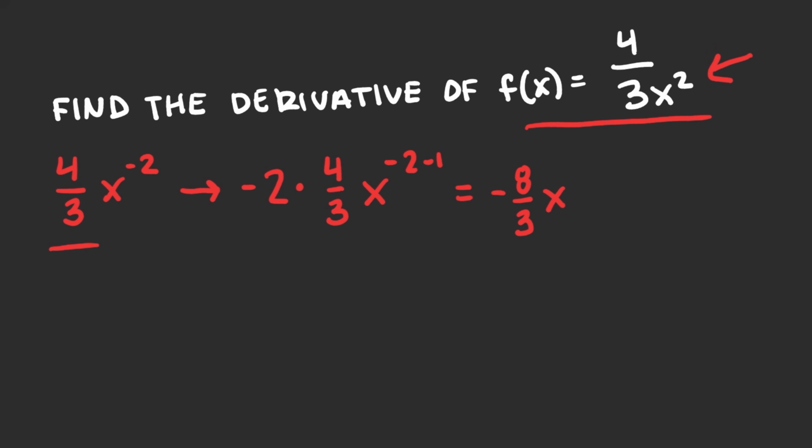And then if we rewrite it again as our original fraction, we would get negative 8/3x cubed. So the derivative of 4/3x squared is negative 8/3x cubed.